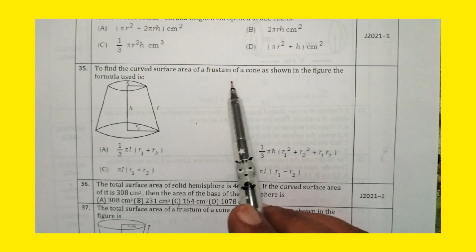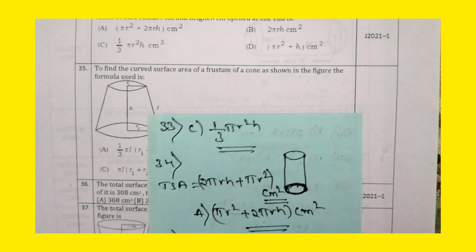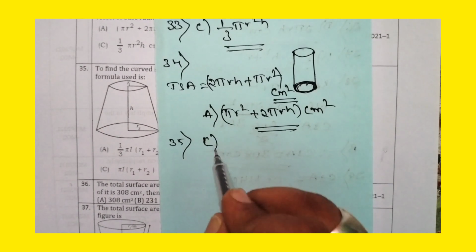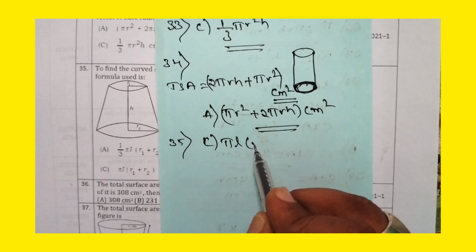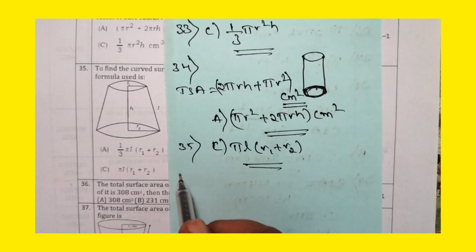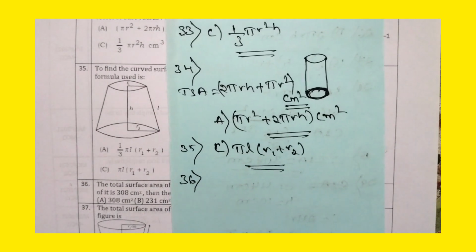Sorry, I have to read 35th. To find the curved surface area of a frustum of a cone as shown in the figure, the formula used. So curved surface area of a frustum of cone ಅಂತ ಕೇಳಿದ್ದಾನೆ ನೋಡಿ. ಆಪ್ಷನ್ ಸಿ ನೋಡಿ, pi l into r1 plus r2. So the right answer for this question is CSA, that is option C, pi l into r1 plus r2. Now let us move for the 36th question.